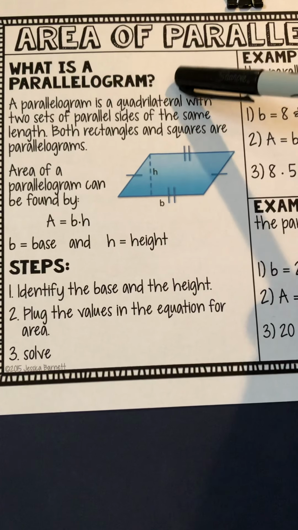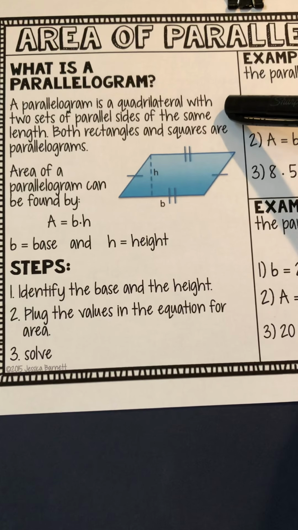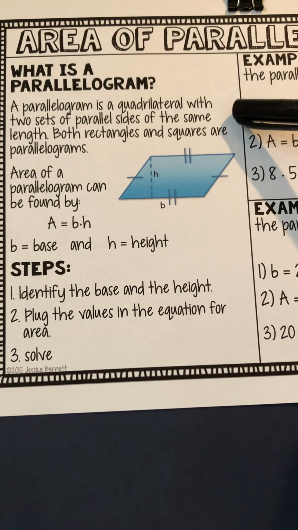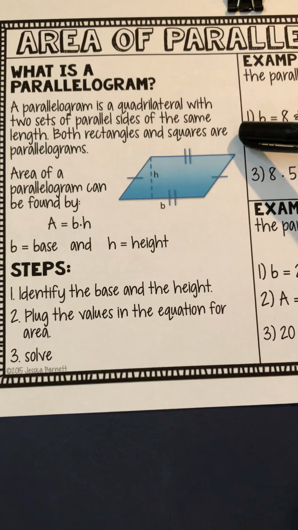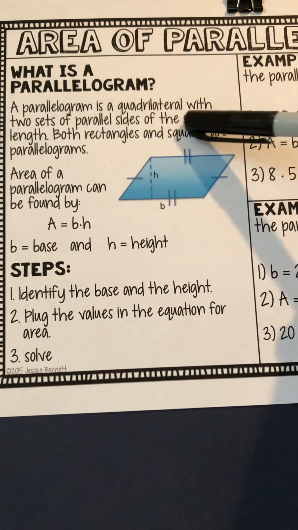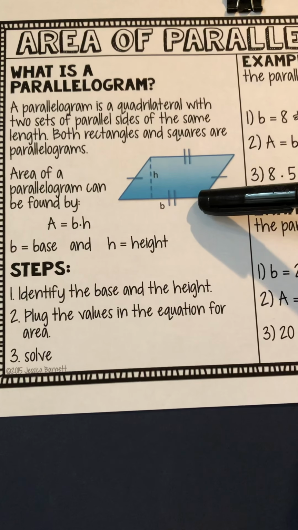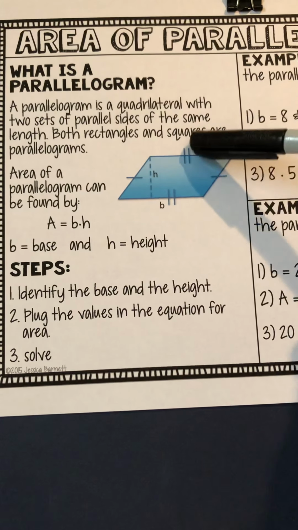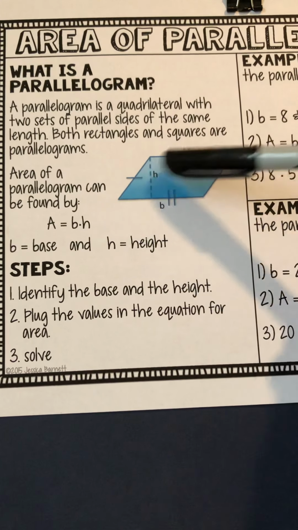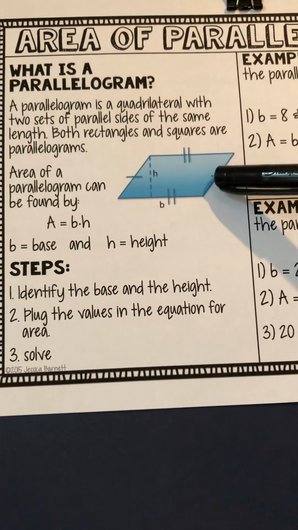So here we have what is a parallelogram. Write down the definition. A parallelogram is a quadrilateral with two sets of parallel sides of the same length. Both rectangles and squares are parallelograms. But the same length just means that this side is the same length as this side, and it's also parallel. And that's why these two little lines are here to designate that. This line is the same length as this line and it's also parallel to that side.